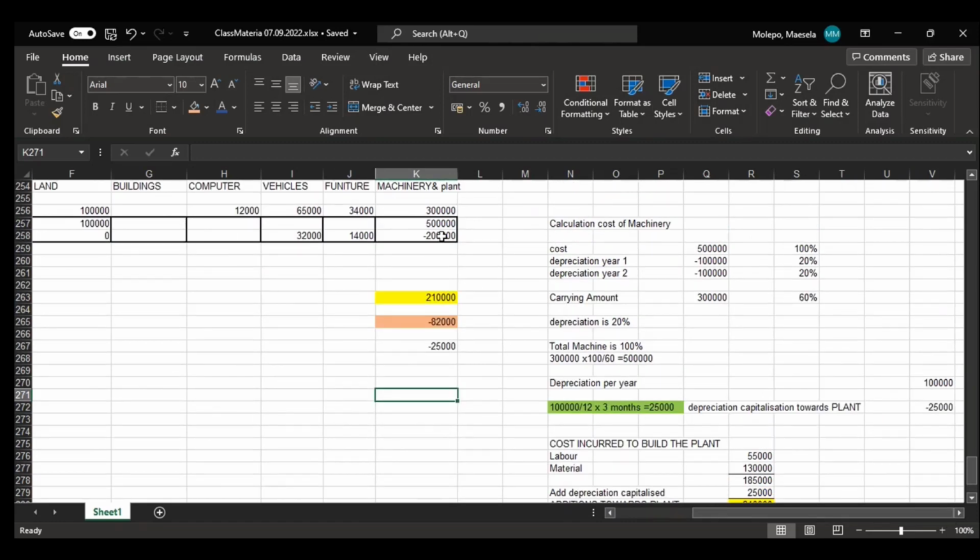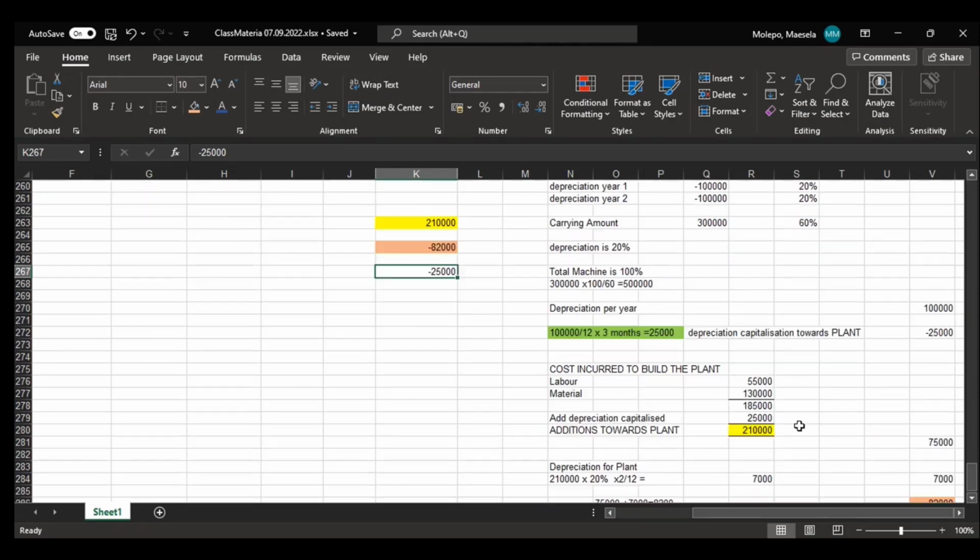So, if we say 200,000, okay? Let's say towards the accumulated depreciation at the end. Accumulated depreciation at the end will be 200,000, this one plus the 82, plus the 25. Then it will be the balance at the end.